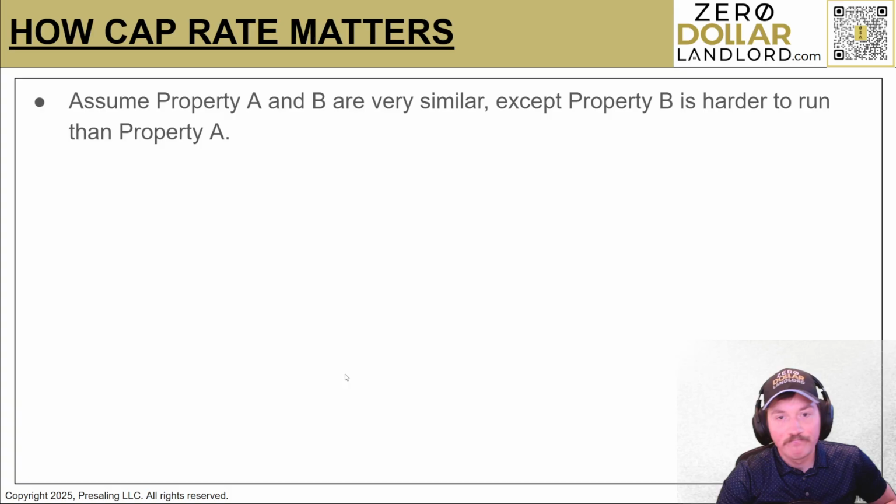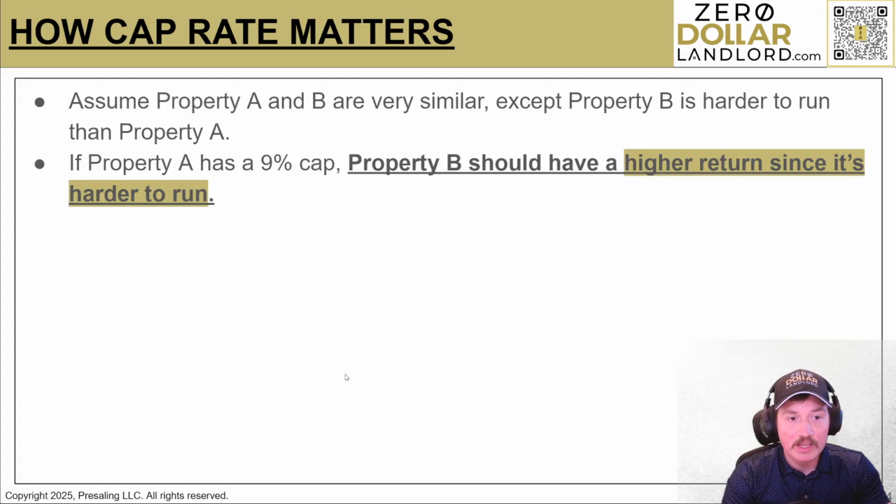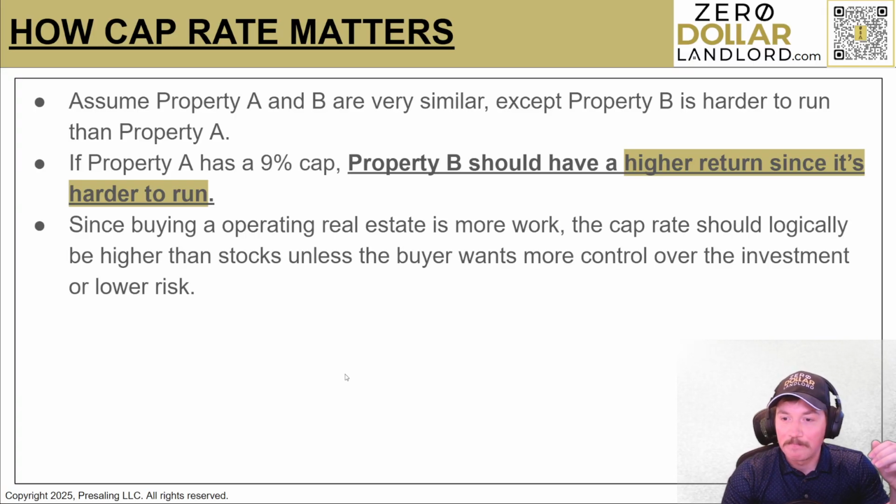So how it matters: let's say the two properties are the exact same, but property B is way harder to run. Property A is a 9% cap rate. Property B has to have a higher return, right? That just makes more sense. Since buying operating real estate is more work, sorry, I had a clerical error in there. The cap rate should be higher because it is more work, unless there's some other reason that we can get into a little bit, like risk control or something else. But assuming they're the exact same, if one of them is more work, it should have a higher rate of return.